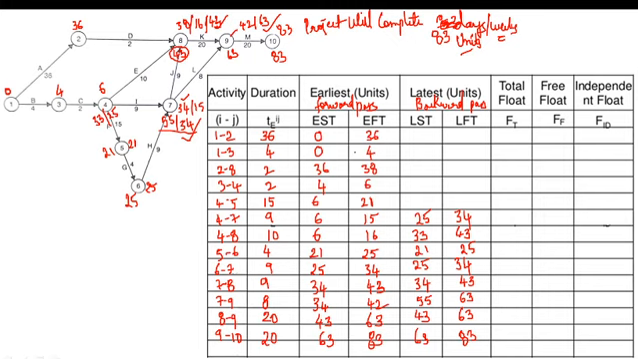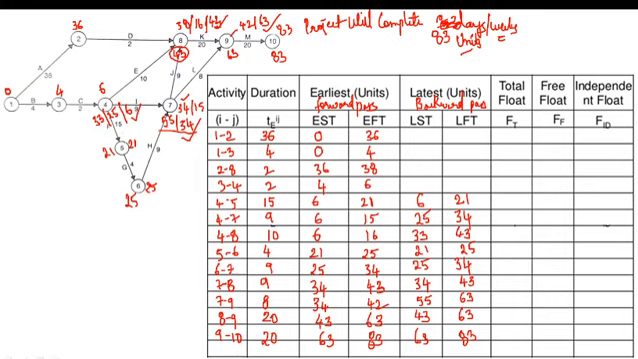Now consider 4 to 5. Where is activity 4 to 5? Here is the activity 4 to 5. What is the latest finish time? 21 is the latest finish time. 21 minus activity duration, how much is it? 15. 21 minus 15, what value will we get? We will get the value 6. So here 6. Among these 3 values, which value will we choose? We will choose the value 6.